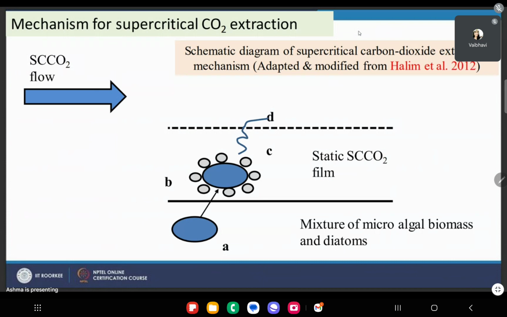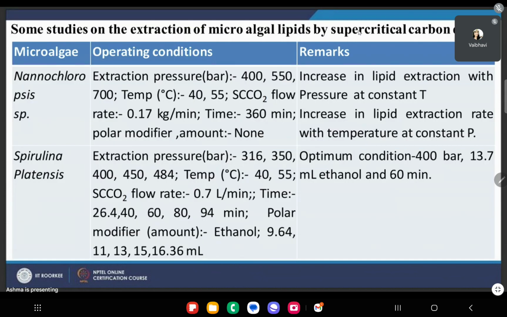Next, we have the mechanism of supercritical CO2 extraction. Here A is the mixture of microalgae biomass and diatoms. Supercritical CO2 is used, and it interacts with the algal biomass and takes out the lipids from the algal biomass. Next, here are some of the studies on extraction of microalgal lipid by supercritical carbon dioxide. So you just go through these.